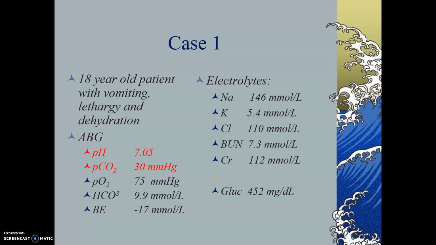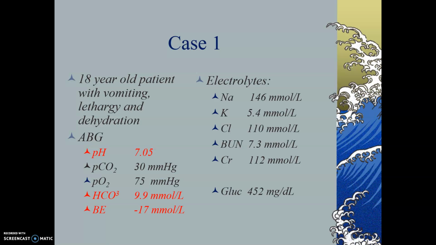Therefore, let's look at the bicarb. The bicarb is low, the base excess is negative. That would fit with a metabolic acidosis. So now we've discovered this patient has a primary metabolic acidosis. Let's go back to the PCO2. So the PCO2 is low.